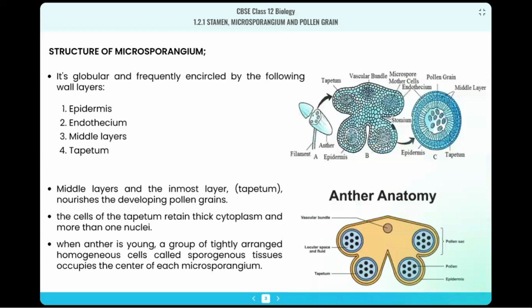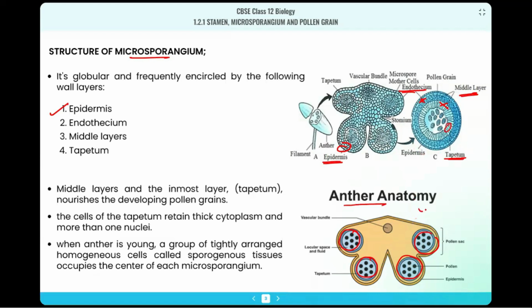Now, moving to the next part, it is the structure of the microsporangium. Here you have the anther anatomy, and you can see there are four lobes here. Let's look into the structure of the microsporangium first. It has different layers. It is globular, and it is encircled by different layers. The first one is the epidermis. The second one is the endothecium layer, beneath the epidermis layer. Then we have the middle layers. Finally we have the tapetum. The tapetum forms the inner layer.